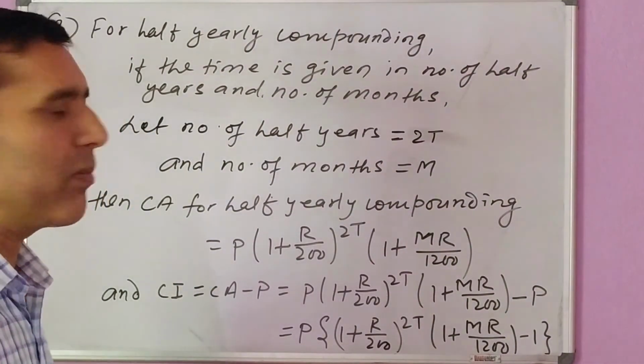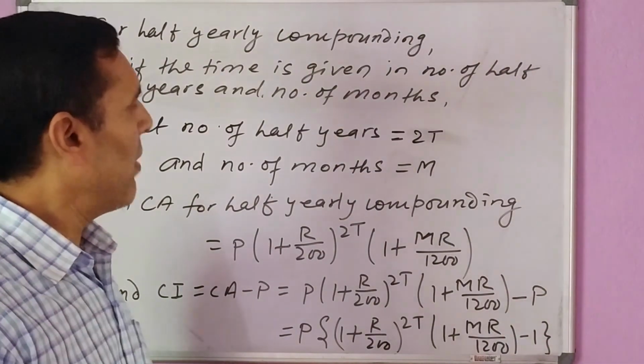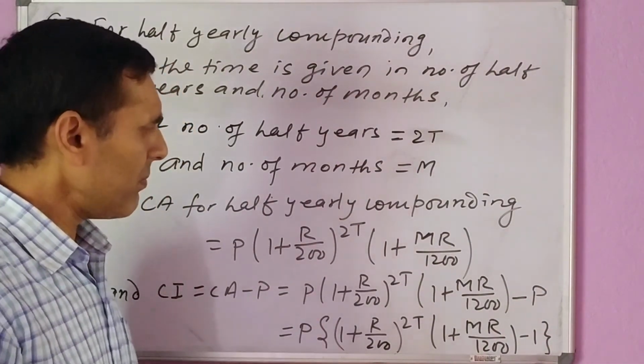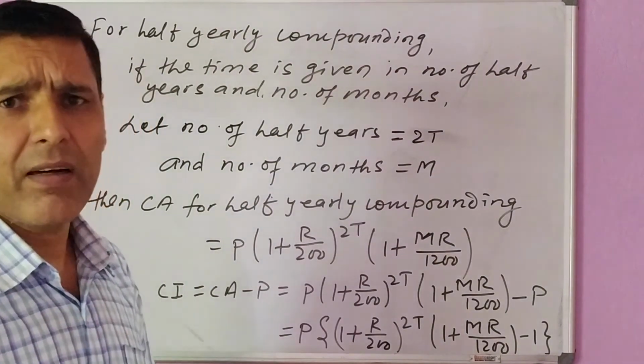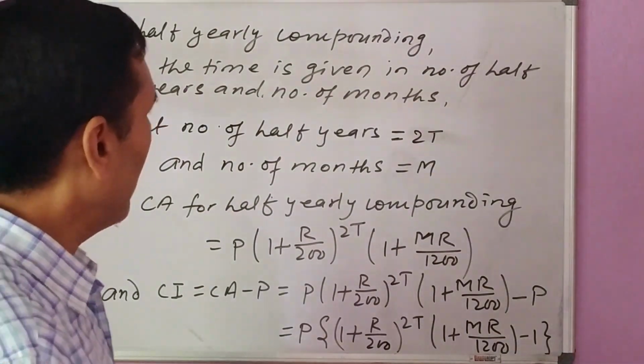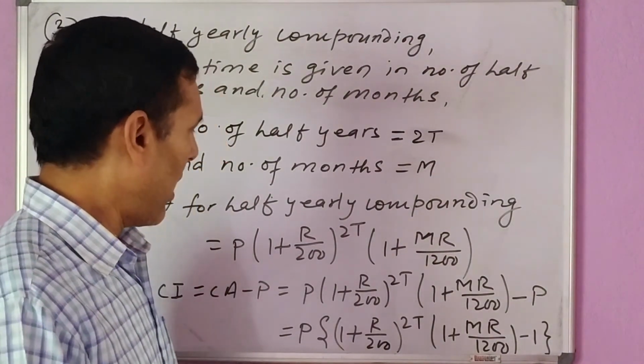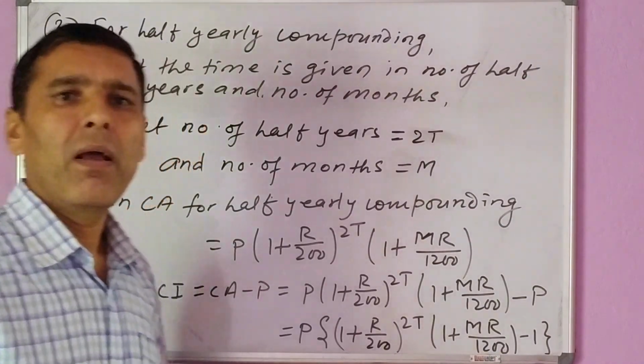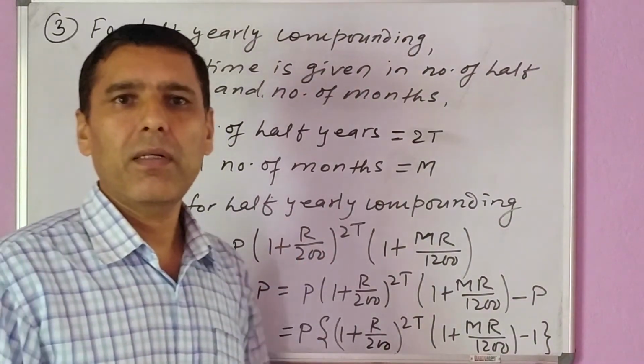Okay guys, these are the formulas. We have derived all the formulas to calculate the compound amount and compound interest for yearly compounding and half yearly compounding in different conditions. So from the next class we will start solving questions on the topics in this chapter.